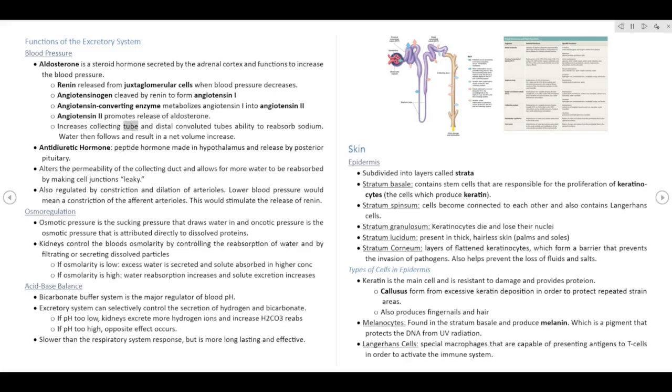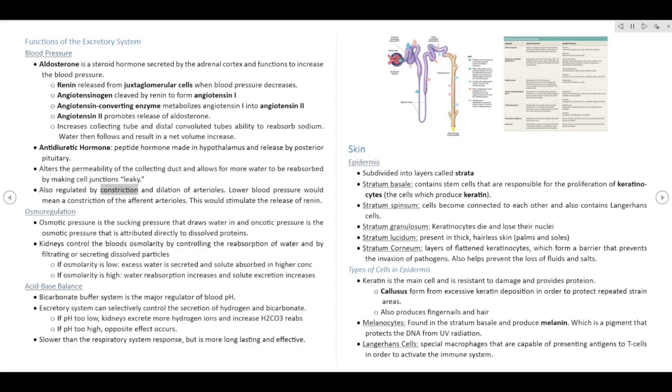Increases the collecting duct and distal convoluted tubule's ability to reabsorb sodium. Water then follows and results in a net volume increase. Antidiuretic hormone is a peptide hormone made in the hypothalamus and released by the posterior pituitary. It alters the permeability of the collecting duct and allows more water to be reabsorbed by making cell junctions leaky.